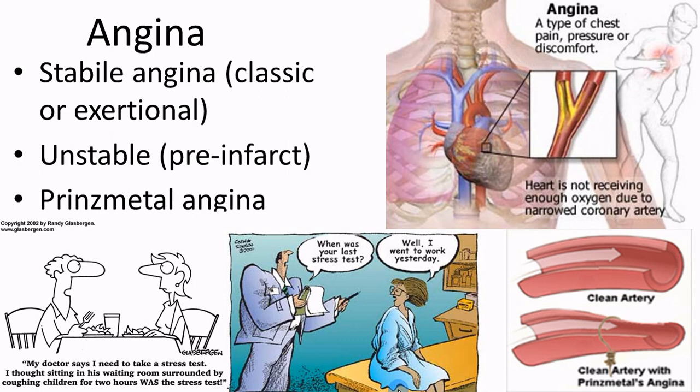All right, next is unstable. Unstable is also considered pre-infarct. Unstable doesn't have to happen just with exertion. It can happen when you're sitting and eating dinner. It can happen in the middle of the night when you're sleeping. It can happen all the time.